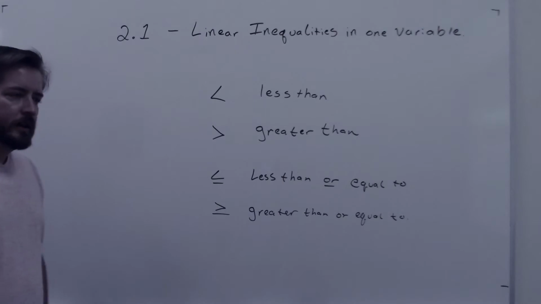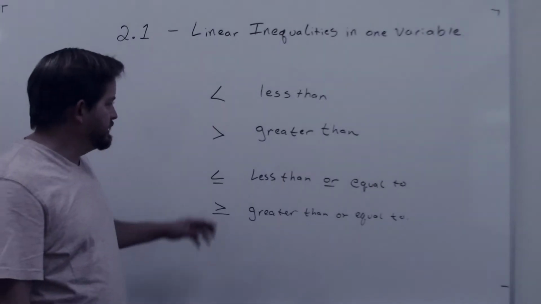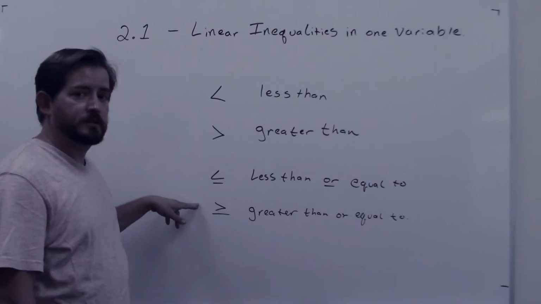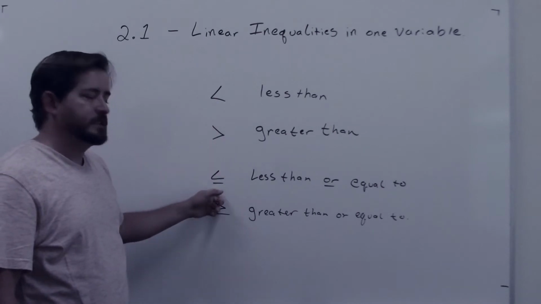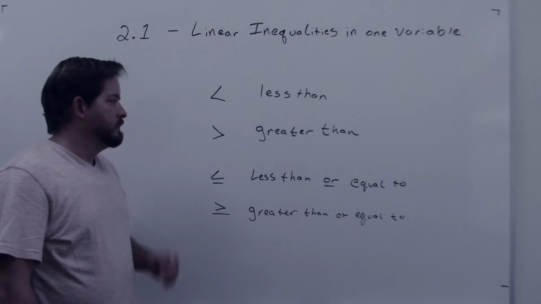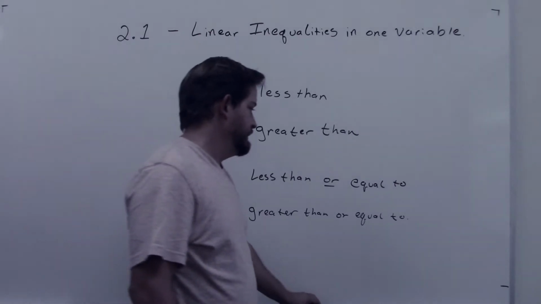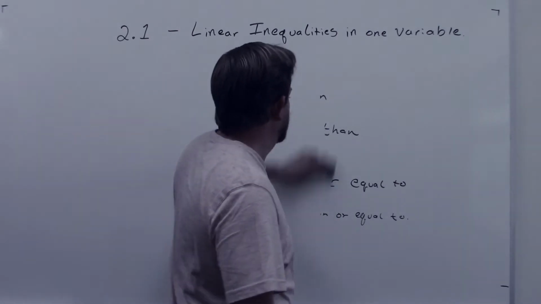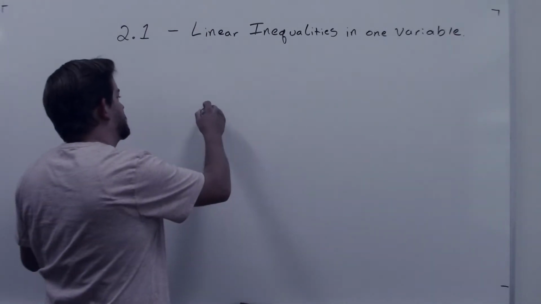This is linear inequalities in one variable. Right? So when we talk about inequalities, we're talking about expressions with one of these symbols, either less than, greater than, less than or equal to, or greater than or equal to. So we're going to take a look at a couple of concepts dealing with this. The first, obviously, is simply the notion of less than.